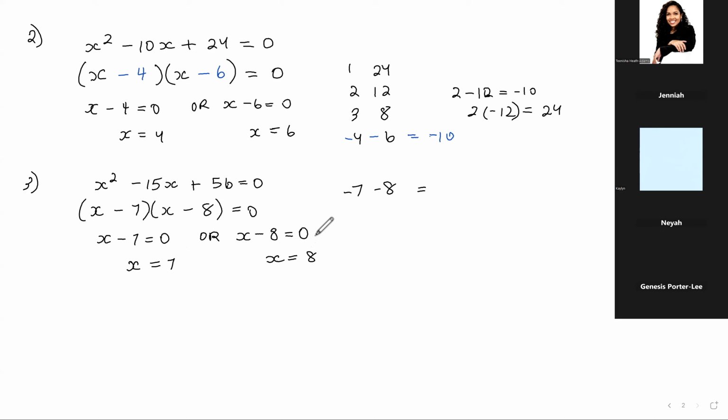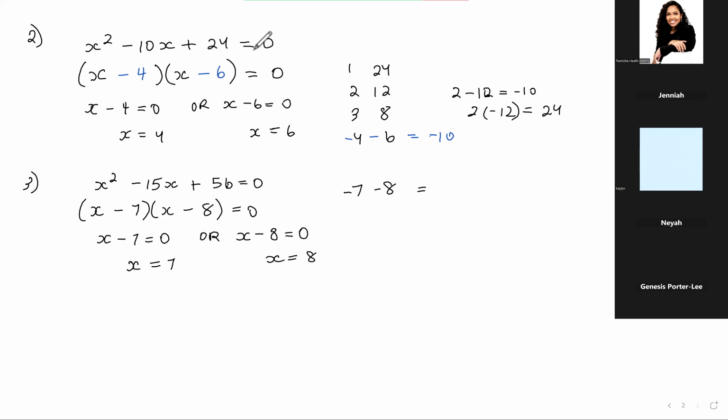All right. Miss, you could go over number 2, please. So number 2, it's x squared minus 10x plus 24. So the groups would be 1 and 24 because 1 times 24 is 24, 2 and 12 since 2 times 12 is 24, 3 and 8 because 3 eights are 24, and 4 and 6 because 4 sixes are 24. So far, so good?